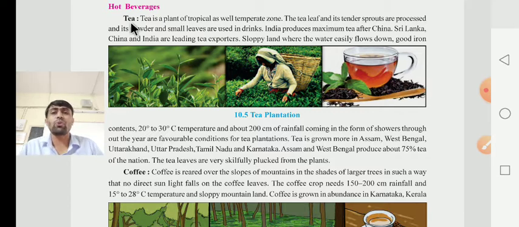Now first of all, they have given about tea. You know very well the tea, cha. Tea is a plant of tropical as well as temperate zones. What they have given is that tea is a plant of tropical as well as temperate zones.